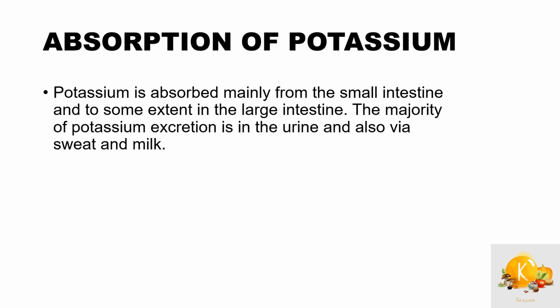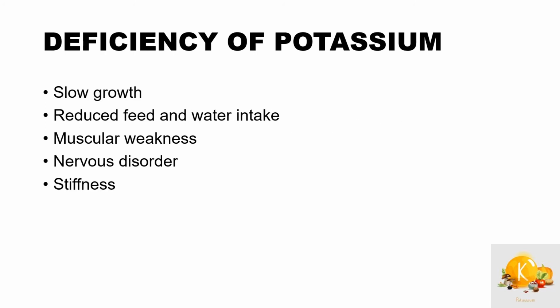So doon mag-excrete yung mga extra potassium doon sa body. So for the deficiency of potassium, pwedeng slow growth yung magaganap pag deficient siya sa potassium. Pwede rin na reduce feed at saka water intake dahil sa slow growth kaya nare-reduce yung feed at saka water intake. And then muscular weakness, nervous disorder, at saka stiffness. Itong stiffness, this may result because of the muscular weakness at saka nervous disorder na nangyayari if it is deficient sa potassium yung animal body.